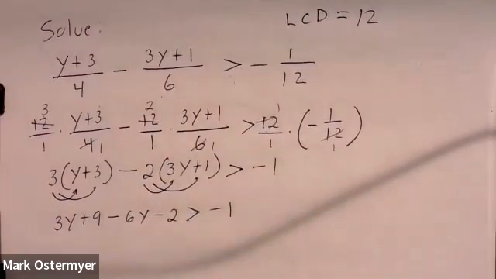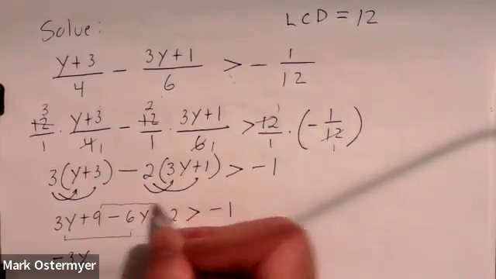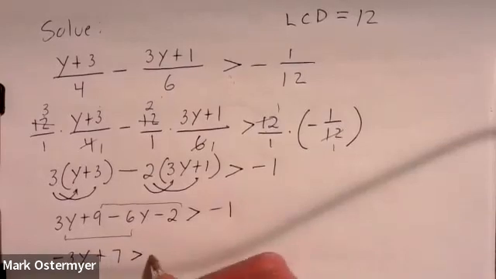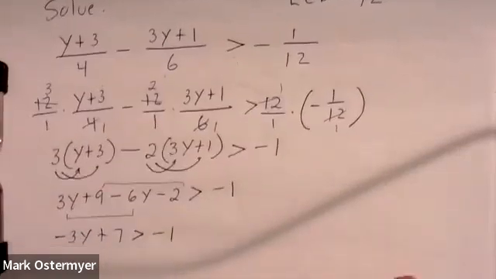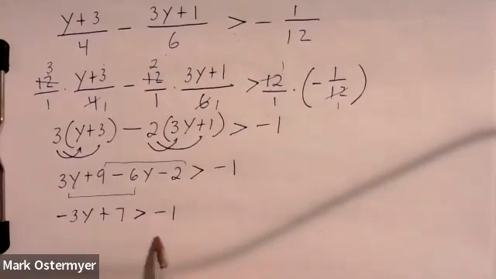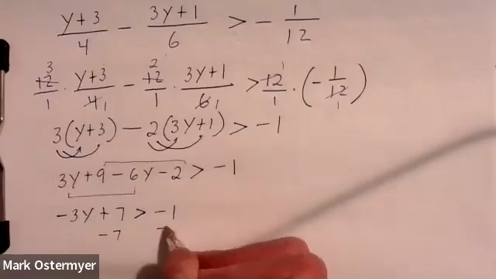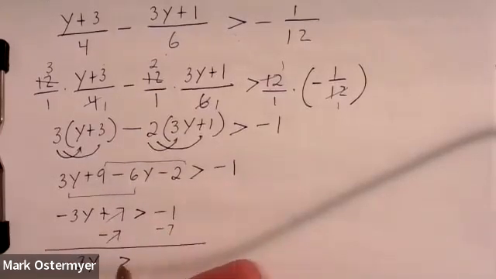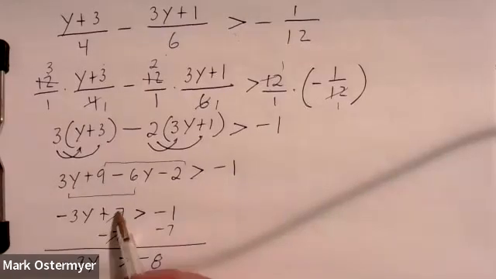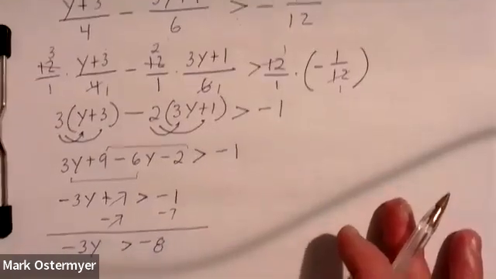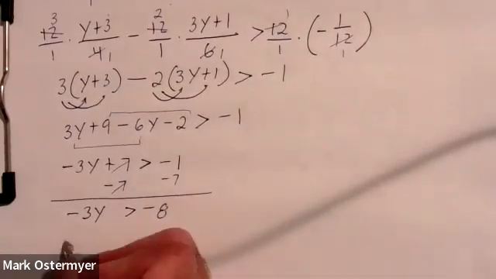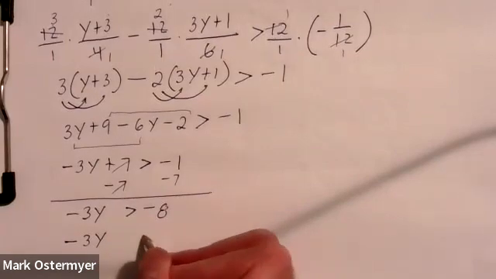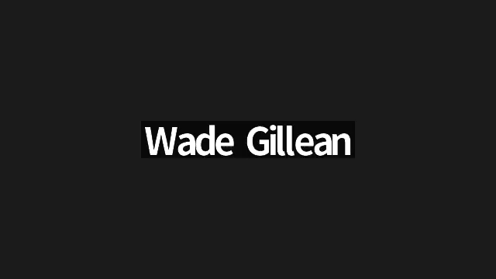Continuing to simplify the left side by combining like terms. 3y minus 6y nets us negative 3y. 9 minus 2 is plus 7, greater than negative 1. Now we've got it down to a fairly simple looking linear inequality. Subtract 7 from both sides, trying to isolate y on the left side. The 7s drop on the left, leaving us with negative 8 on the right. Finally, we have to divide both sides of our inequality by a negative 3 to get y by itself. But what do we have to do? Do you remember? Flip the sign.